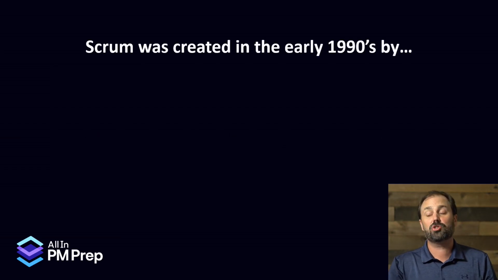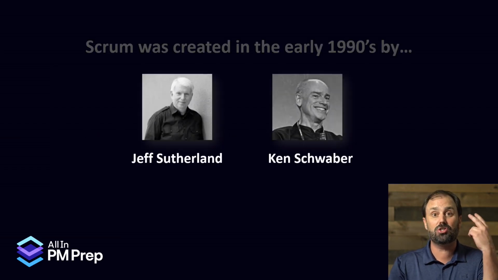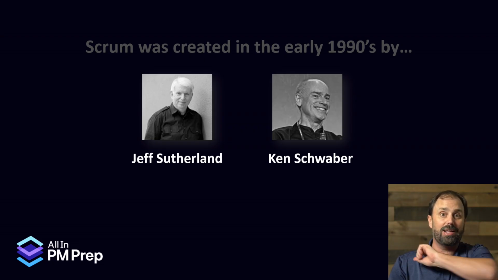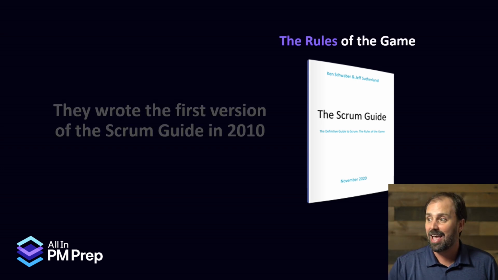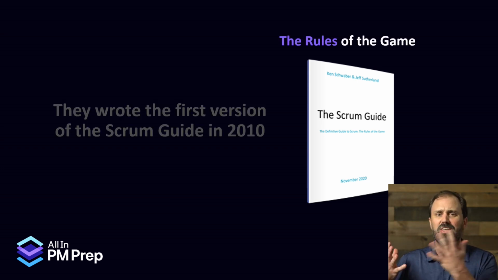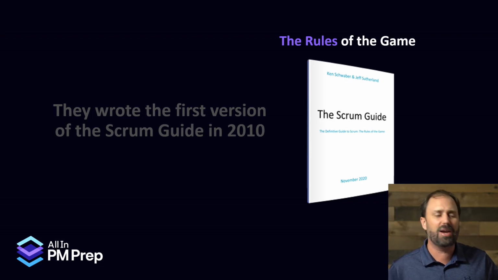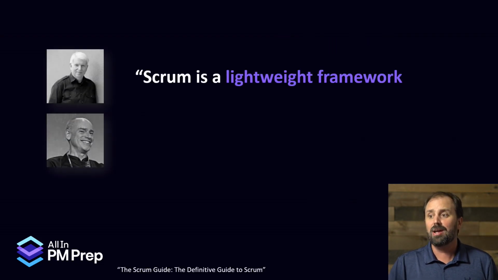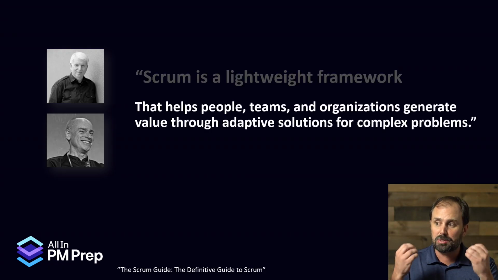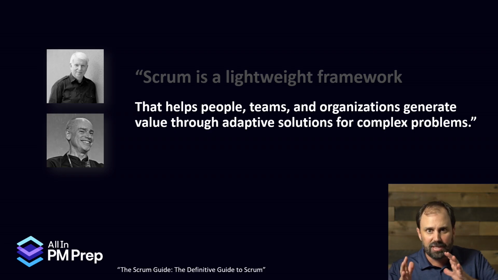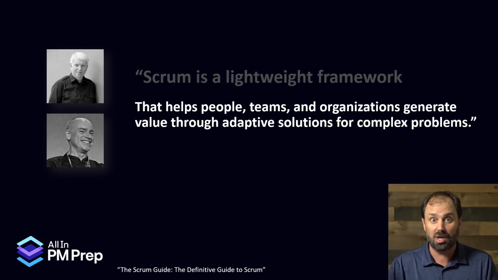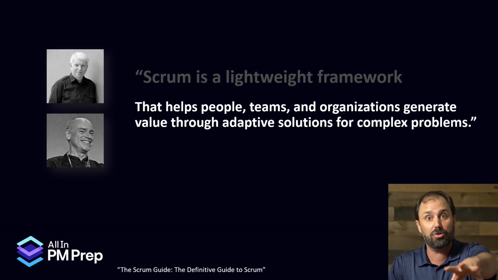You're in luck. Now, Scrum was created in the early 90s by two guys, Jeff Sutherland and Ken Schwaber, and dudes, they are cool dudes, all right? They wrote the first version of the Scrum Guide in 2010. That's what it looks like. And it is the rules of the game for Scrum. This is our little baby Bible, and I'm gonna break it down for you because I love this book. Now, Scrum is a lightweight framework, the guys state. They say that helps people, teams, and organizations generate value through adaptive solutions for complex problems. So that sounds like the scenario that you're facing now with your boss, right?